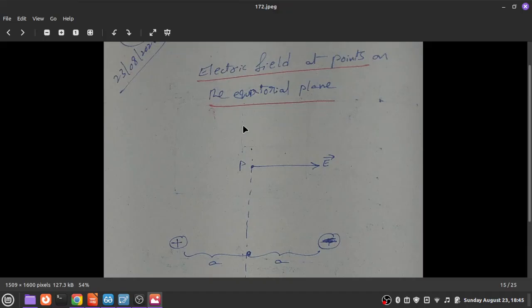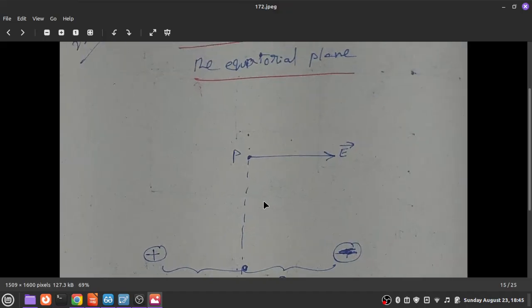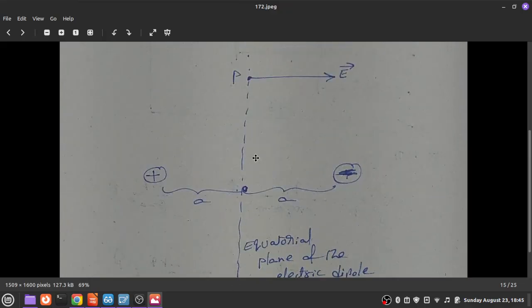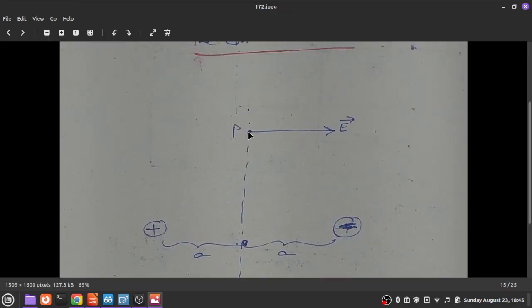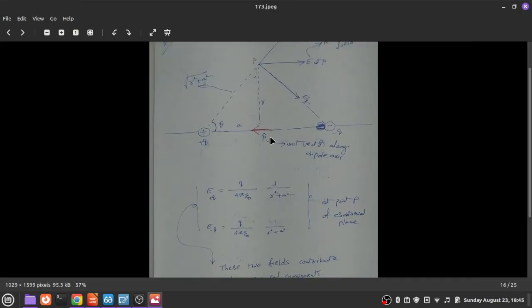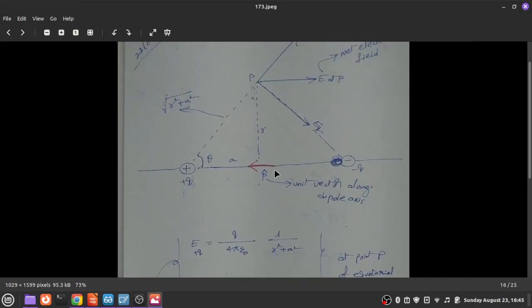Electric field at points on the equatorial plane. Equatorial means between the positive and negative charge, you will find a plane. On this plane, you are identifying a point P. At this point P, you are going to find the electric field. The electric field was already determined to be along the horizontal direction towards the right, already shown in the earlier pages. Here a dipole is shown.